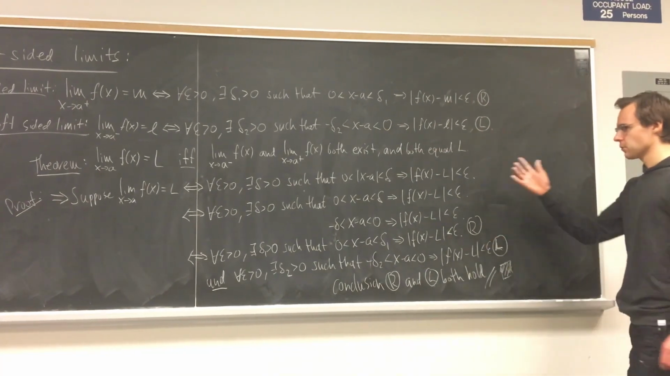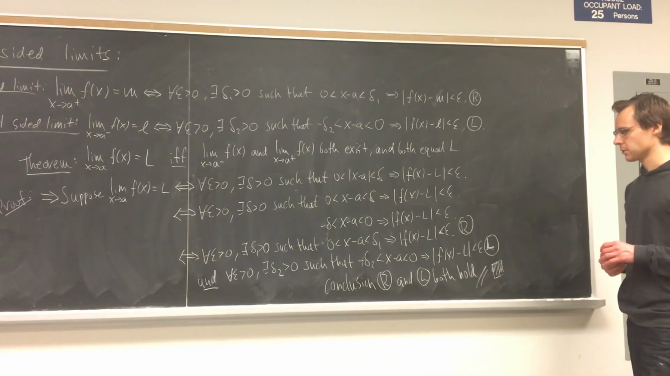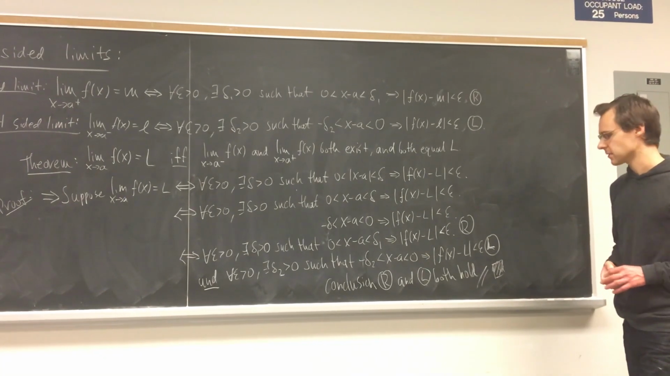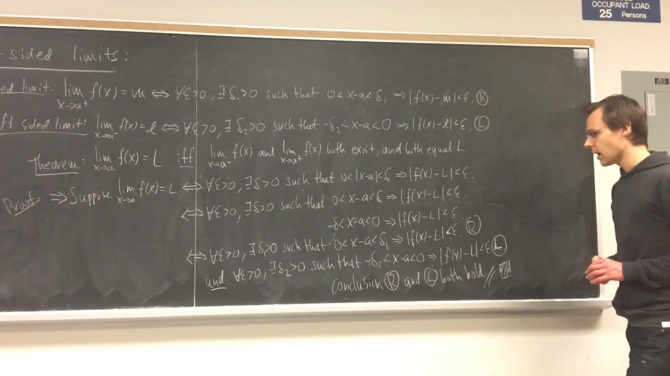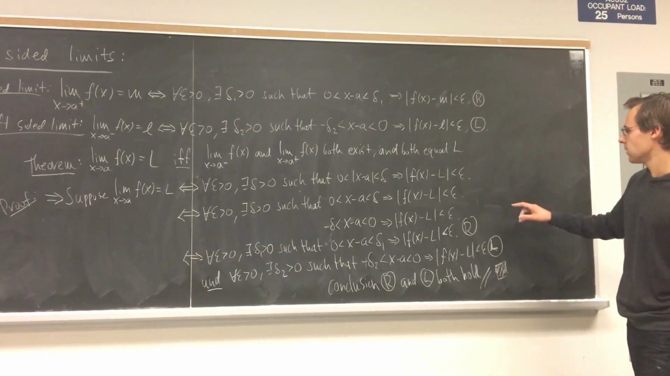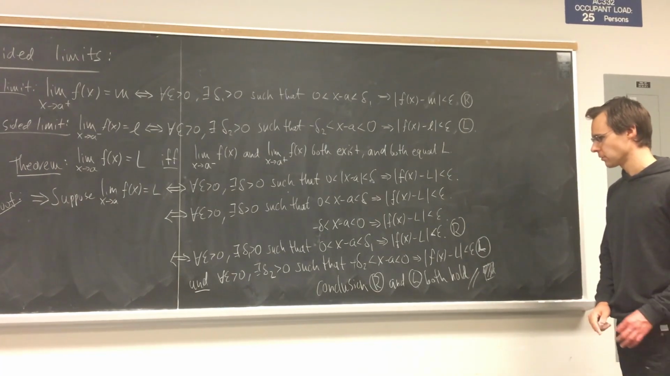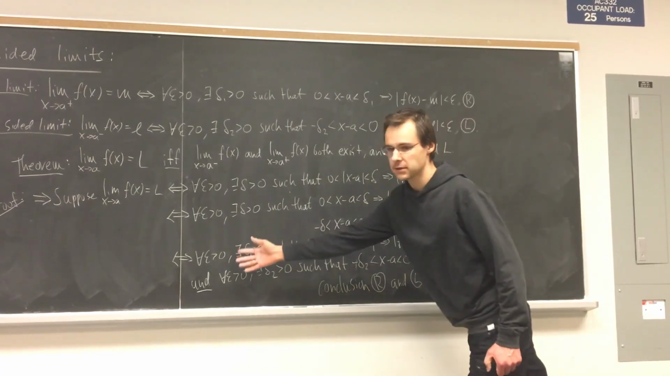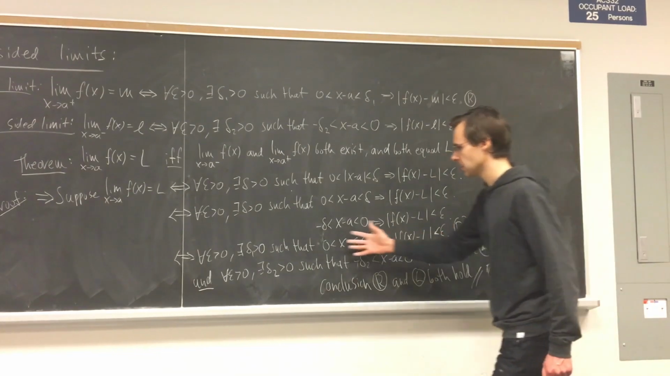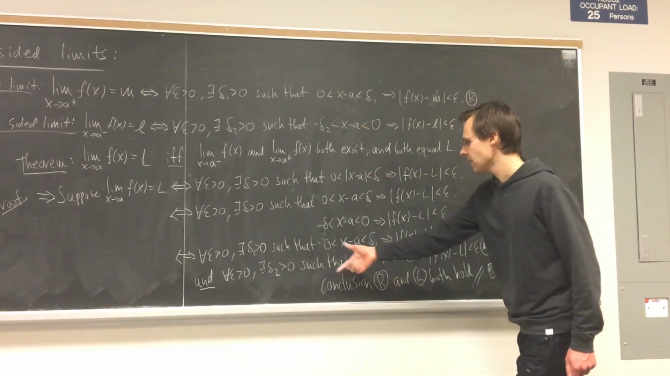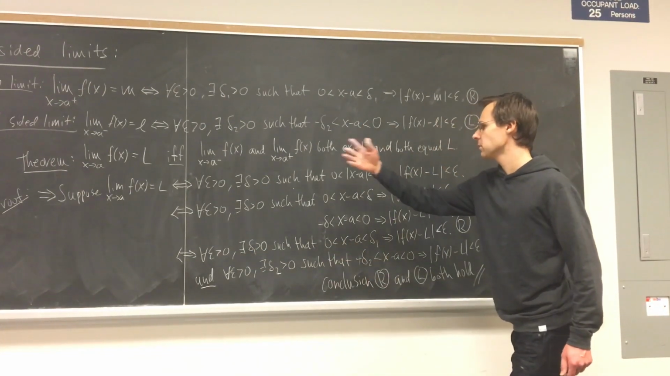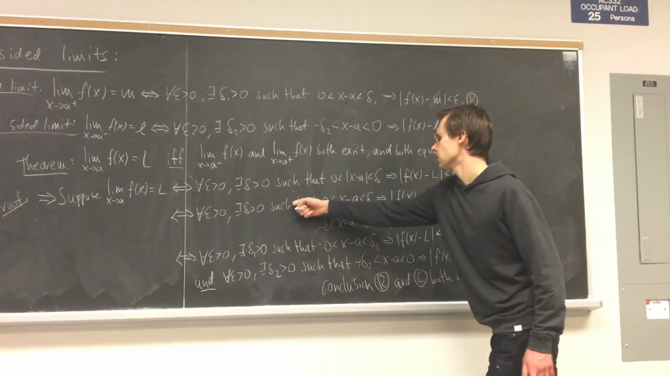Okay? So this was one direction. Let's now go through the other direction. I'm not going to write it down. I'll just explain it because I'm lazy. If we now assume that the right and the left-sided limits exist and are both equal to L, we're assuming these two lines at the bottom here. Okay? And now we can take these two lines and fold them together to make this line over here. Okay?